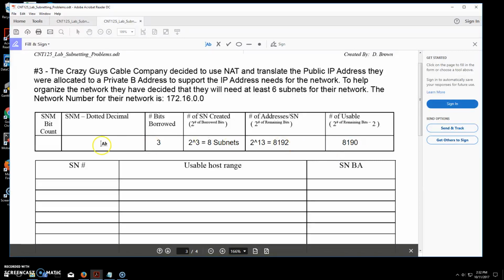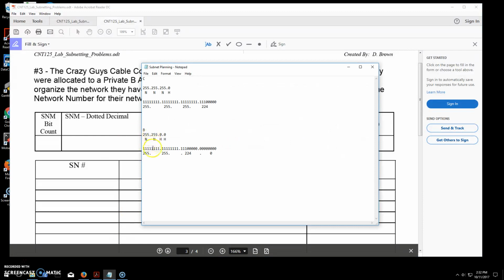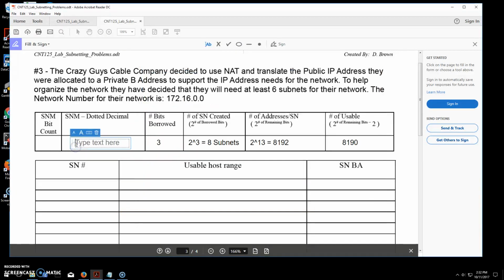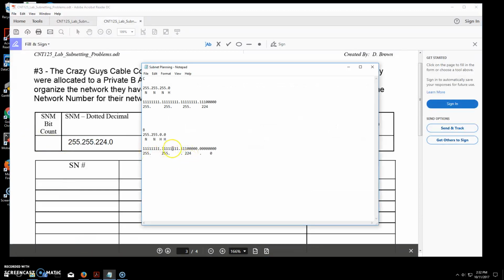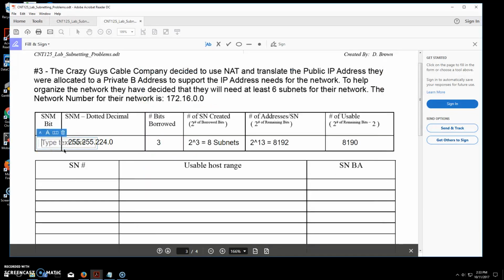So that now becomes 255.255.224.0. And my bit count is going to become 8, 16, 17, 18, 19. Our bit count will be /19. There is my planning for their network needs, if you will.